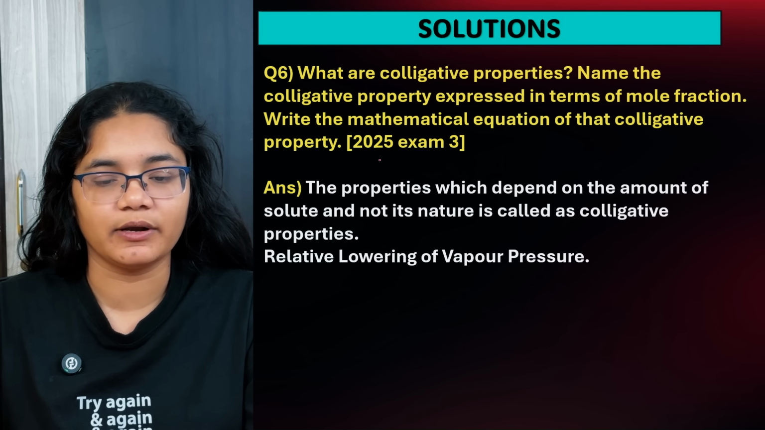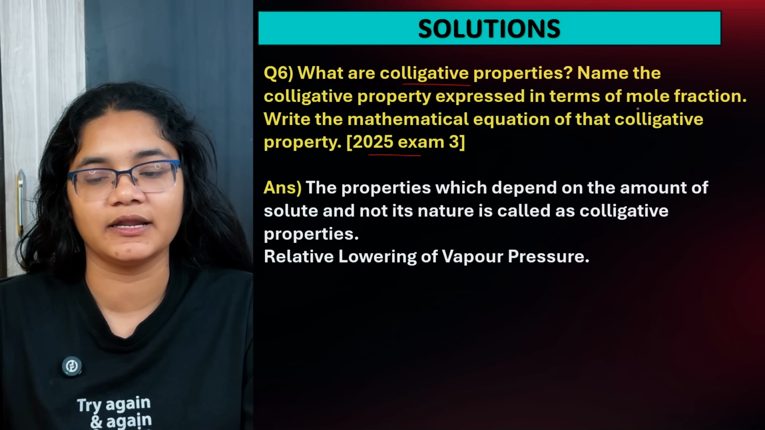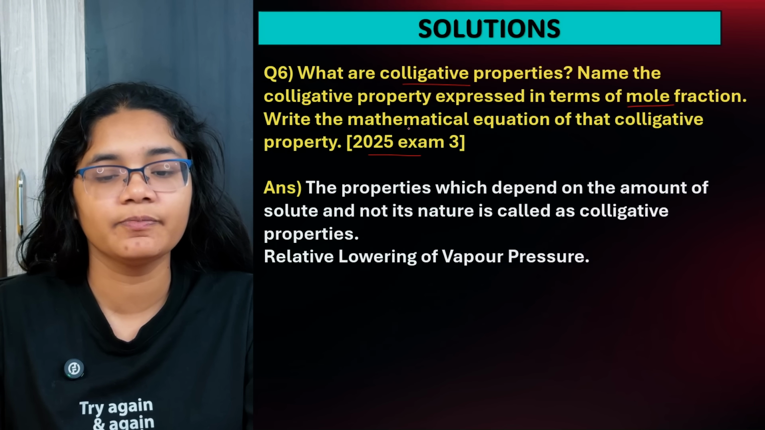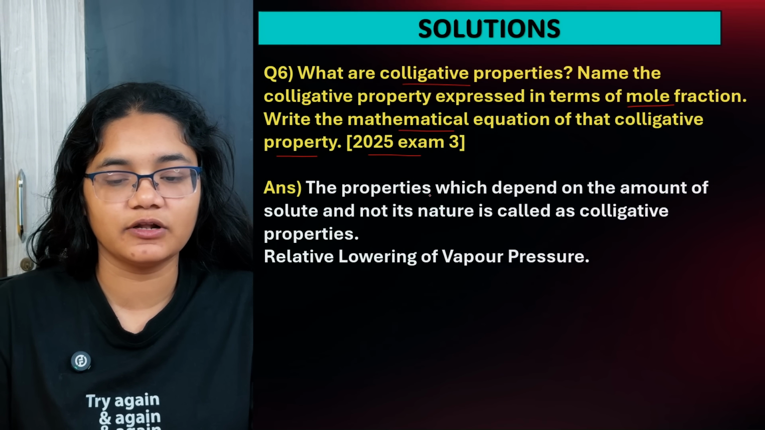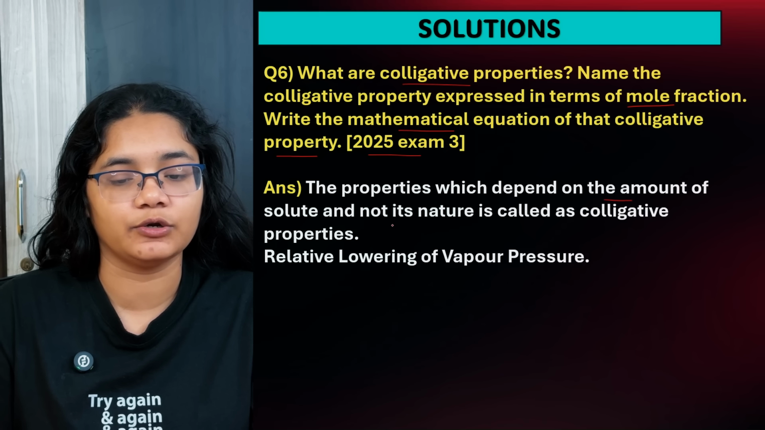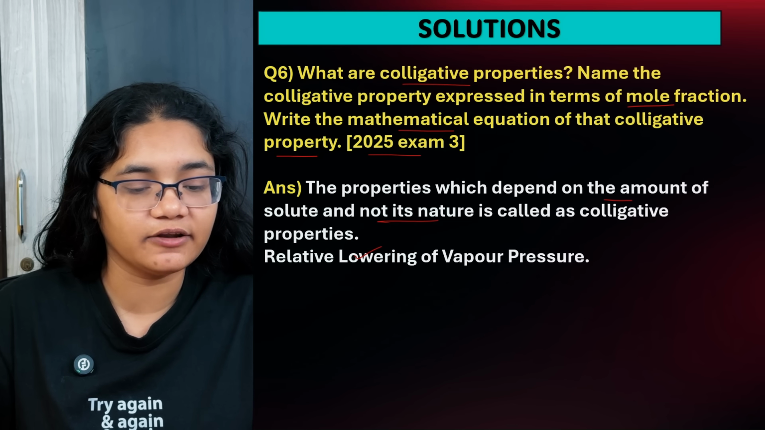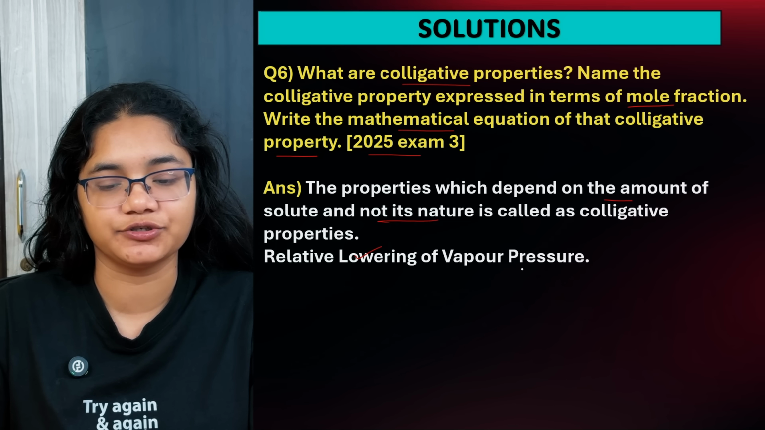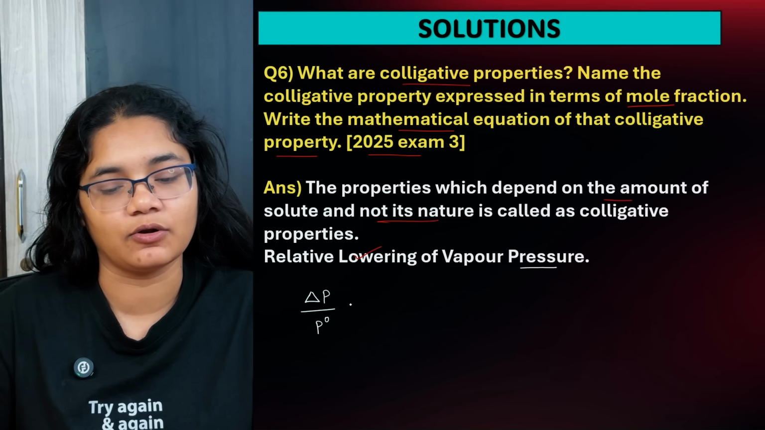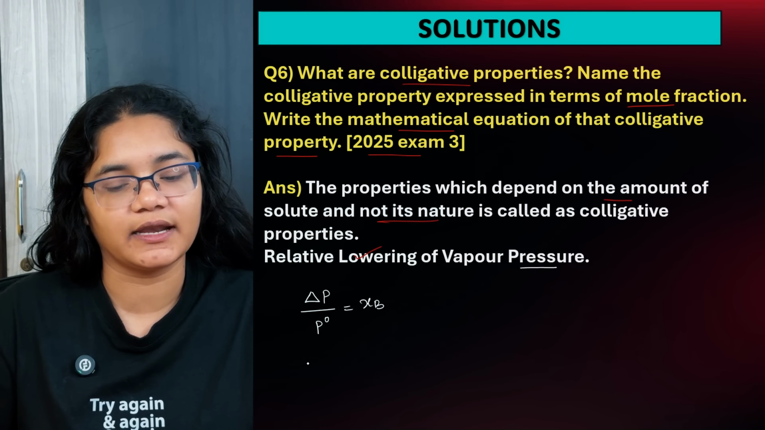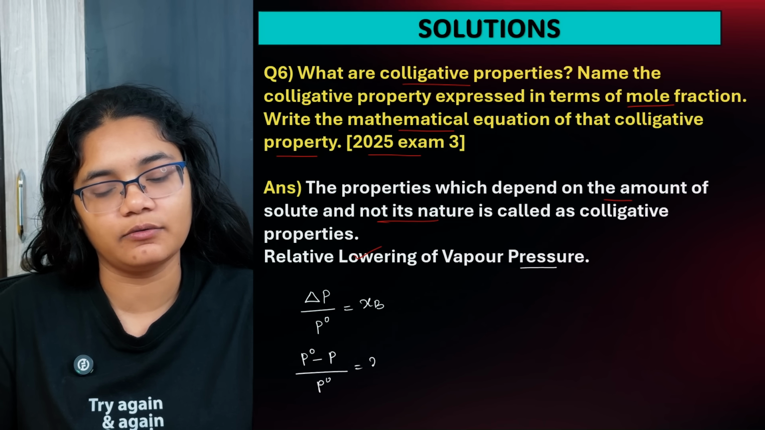Next question is from 2025 examination 3. What are colligative properties? Name the colligative property expressed in terms of mole fraction and write the mathematical equation of that colligative property. So first of all, those properties which depend on the amount of solute and not on its nature are called colligative properties. The colligative property which depends on the mole fraction is relative lowering of vapor pressure, and the formula for that is delta P by P naught is equal to XB, or we can expand it to write like this: P naught minus P by P naught is equal to XB.